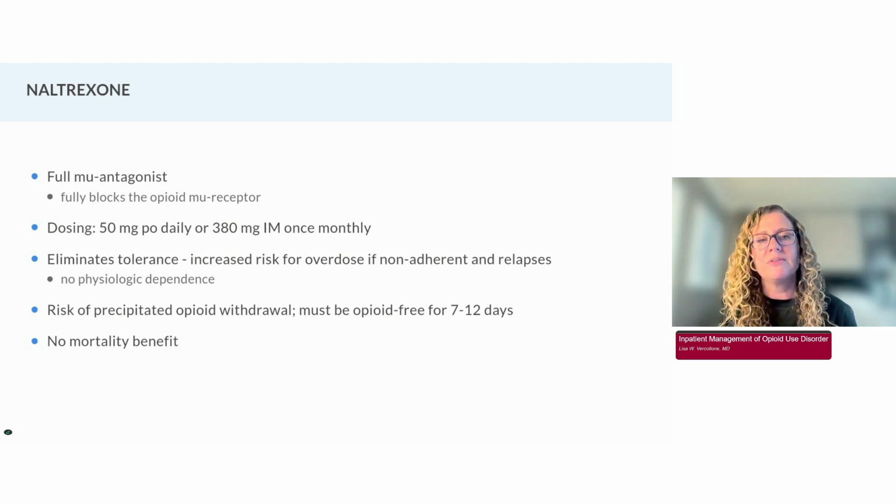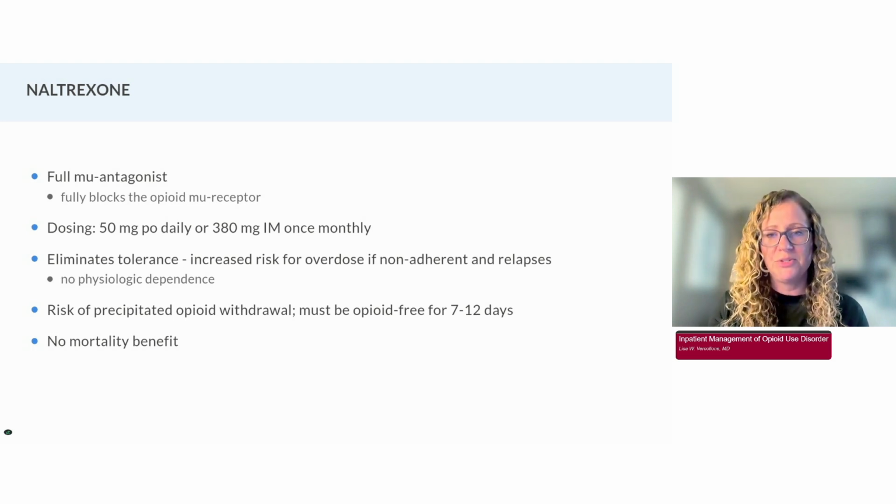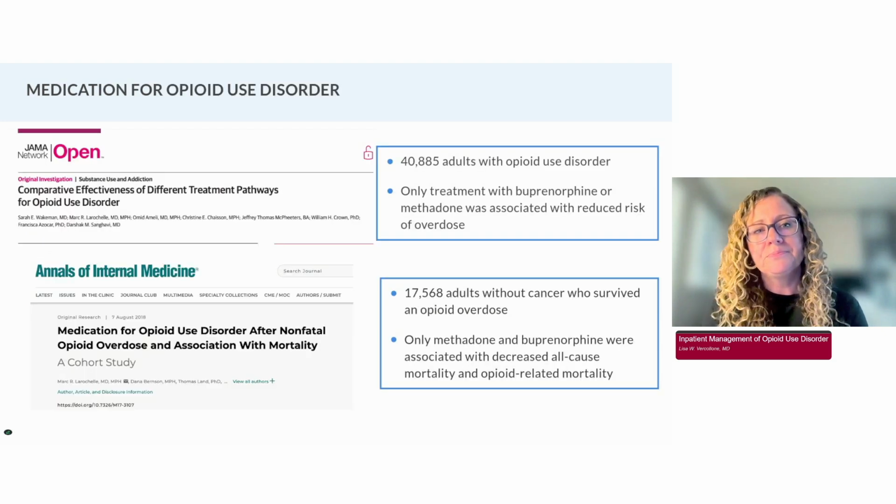The problem with naltrexone is because it's not stimulating that receptor, it eliminates tolerance. And so if patients are on this medication and then they become non-adherent, they've lost their tolerance. And therefore, if they relapse, they're at higher risk for overdose. It's also an incredibly difficult drug to get somebody on if they have been using full mu agonists such as fentanyl. Patients need to be opioid free for 7 to 12 days, which is a very hard thing to accomplish because the patient would have to go through withdrawal for that period of time. And there's no mortality benefit.